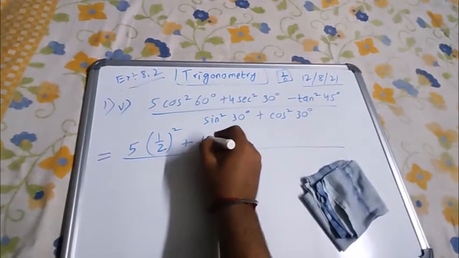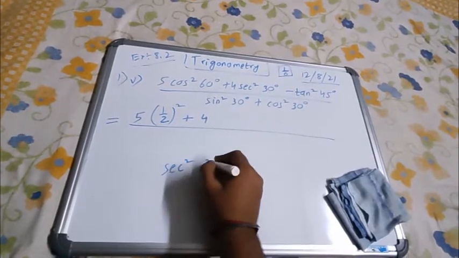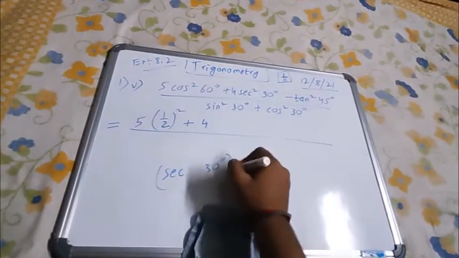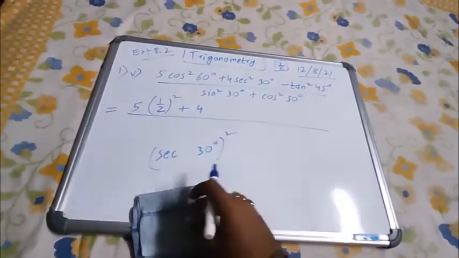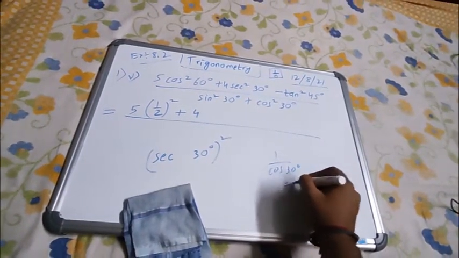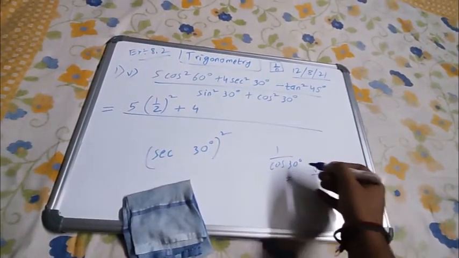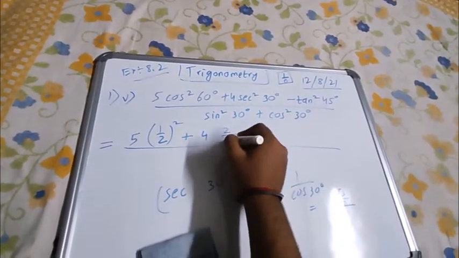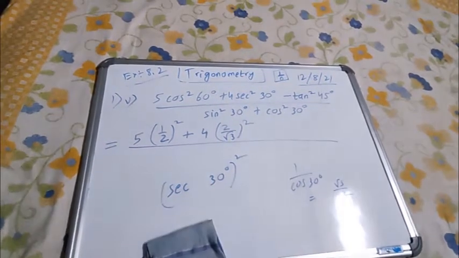Plus 4 into sec square 30 degree. So sec square 30 degree, what does it mean? It means square the value of sec 30 degree. What is sec 30 degree? Sec 30 degree is actually 1 by cos 30 degree. Cos 30 degree is root 3 by 2. If you take the reciprocal, it will be 2 by root 3. So sec 30 degree is 2 by root 3, but the whole square will be there, because it is sec square.